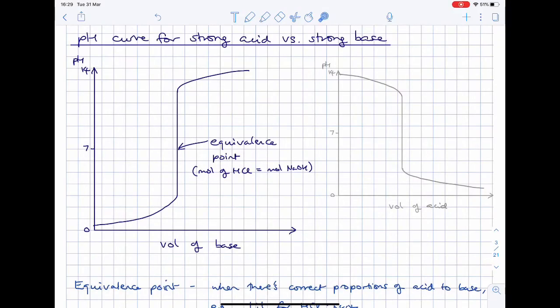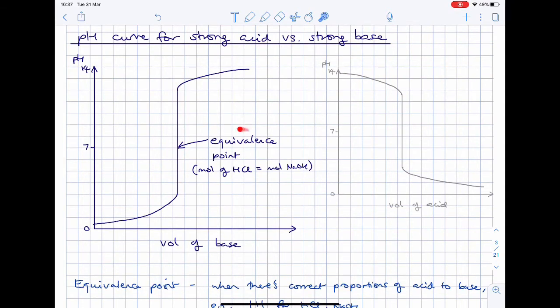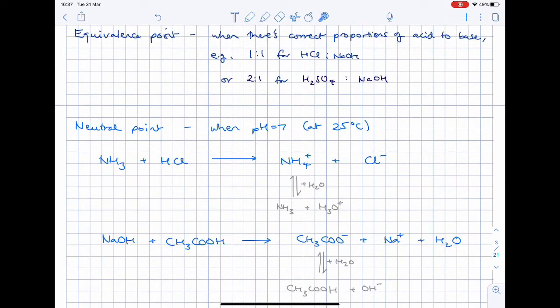So for strong acid and strong base at 25 degrees C, the equivalence point is at pH 7. So it's in the middle of this vertical section of the pH curve. For strong acids and strong bases, the equivalence point is the same as the neutral point. The neutral point is the point in the titration where we have the pH to be 7 at 25 degrees C. You could have a titration where the equivalence point is not at the neutral point, where the pH isn't 7.